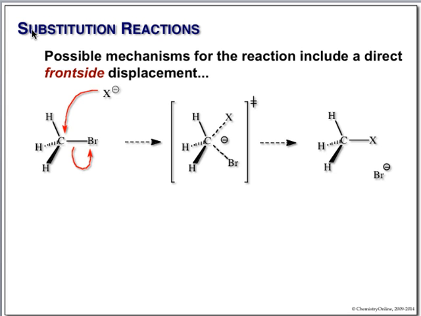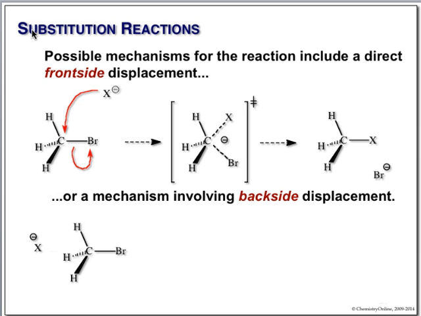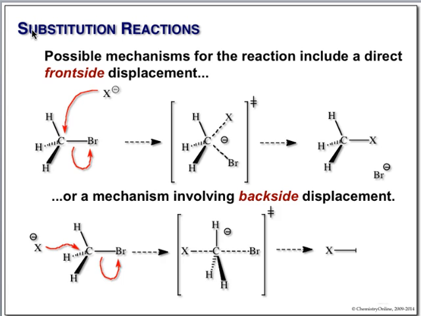Now, the mechanism that we've drawn up to now is slightly different. It's a backside displacement. In a backside displacement, the nucleophile is going to attack here on the opposite side of our leaving group. This is what the transition state looks like, and this is what we get for products. Again, a second order transition state. We have the nucleophile and the electrophile both in there.